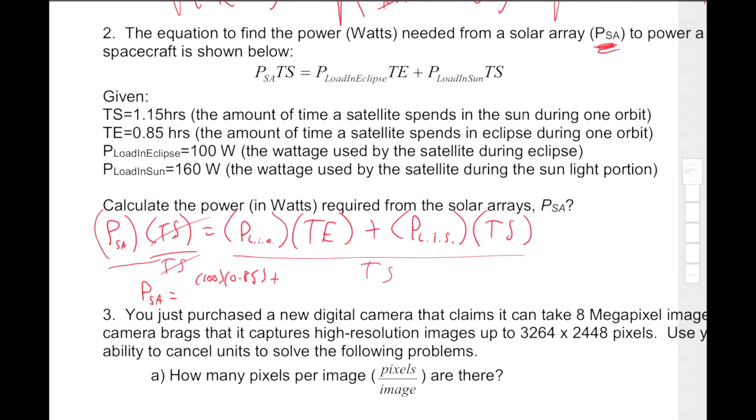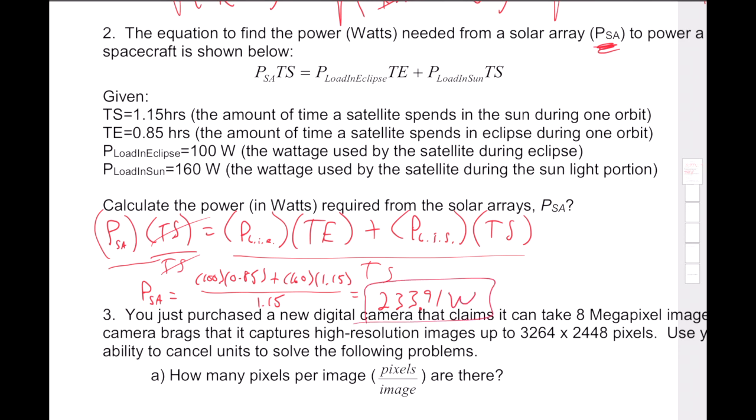Plus loaded in sun is 160 times the time in the sun, which is 1.15, all divided by the time in the sun, which is 1.15. All right, calculator, come save us. Let's see, plug and chug. 160 times 1.5, divided by 1.5. All right, I get that this is equal to 233.91. Oops, it's supposed to be a decimal. Watts. Always box our answer.